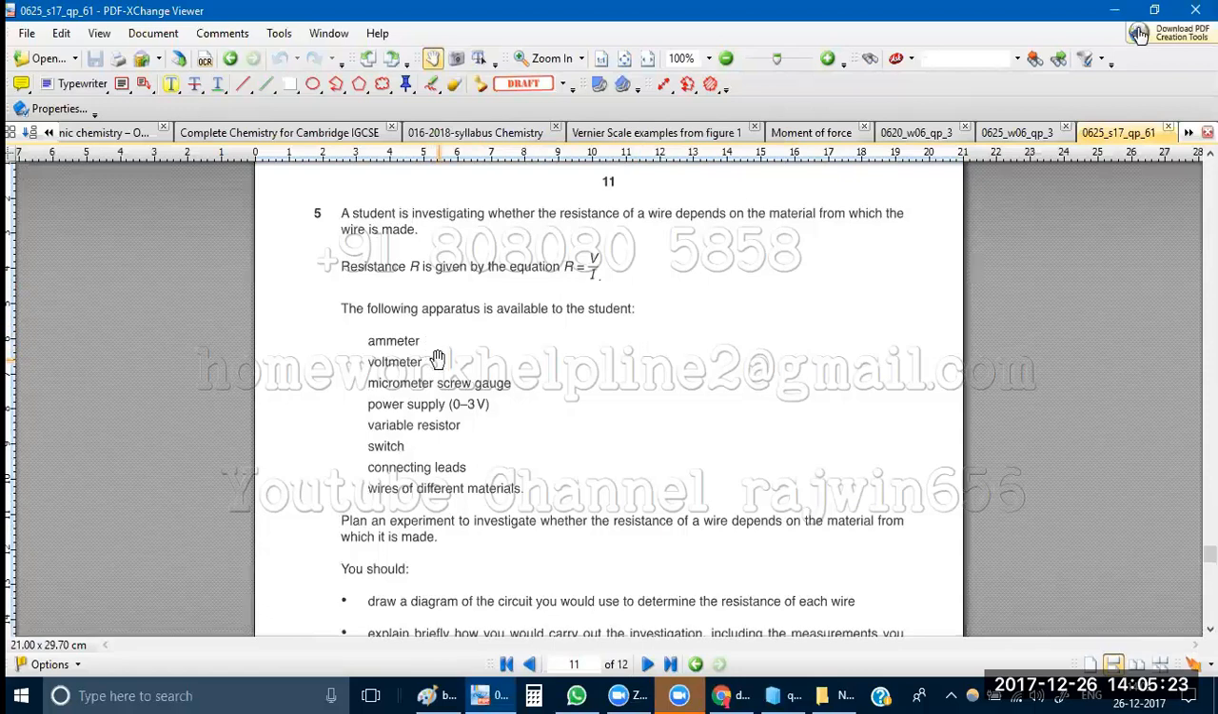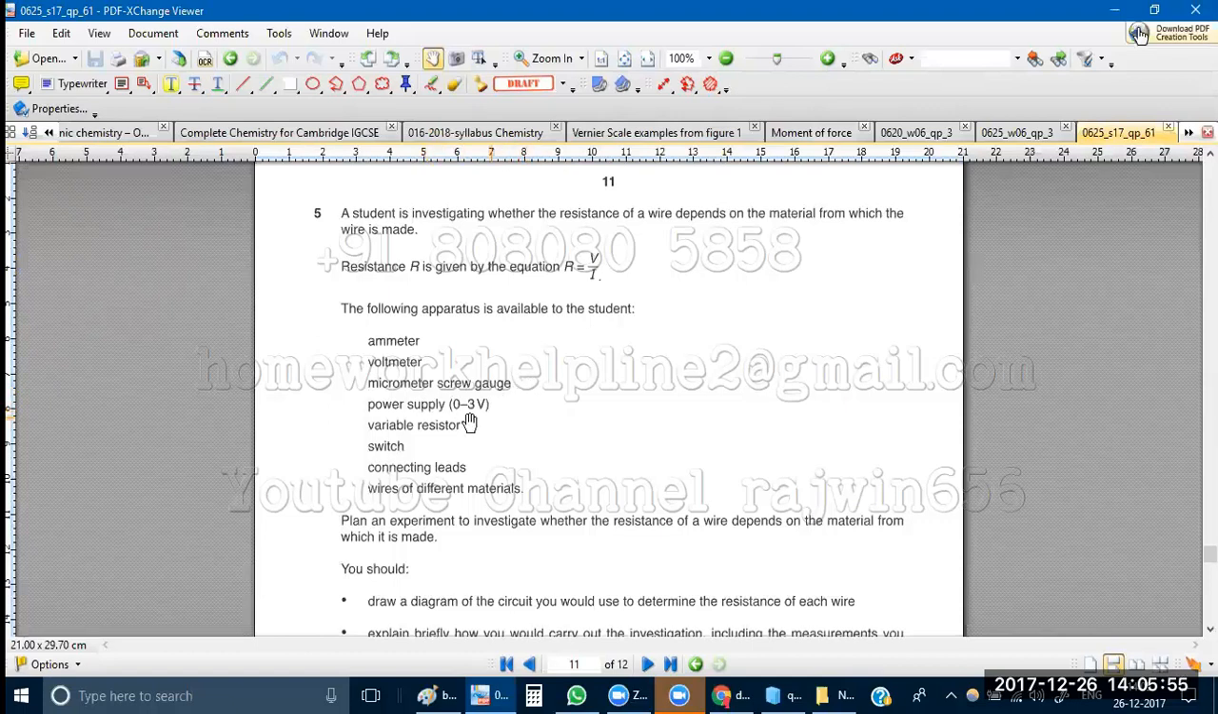Ammeter is there, voltmeter is there. So obviously we are going to take the voltmeter reading, we are going to take the ammeter reading. We'll record both of these readings for different wires, and then we are going to calculate its resistance, that is R is equal to V upon I. We are given a micrometer screw gauge. This is obviously to measure the thickness of the wire.